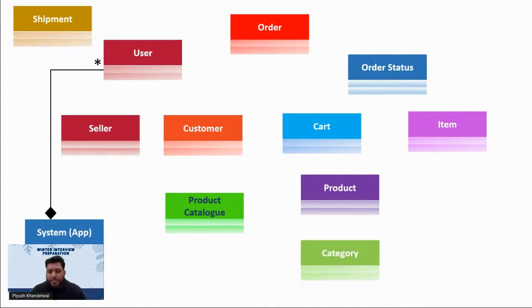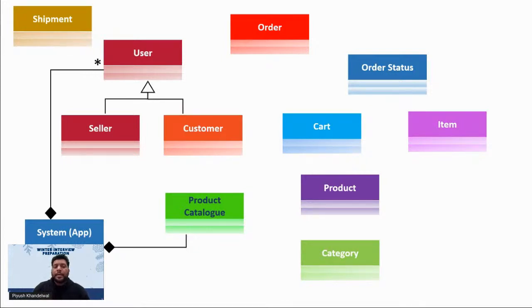Composition, filled diamond, yes Mayuri, exactly. So a system consists of, that is, users are a part of the app. Then the system will have the product catalog also, so it consists of products. Aggregation, yes Aditya, don't worry, I will be discussing it. It is going to be composition. So a system consists of a product catalog.